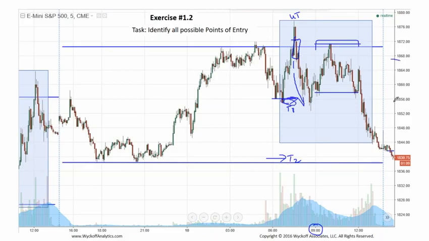So 67 to about 54. That's more than 10 points. And usually, whenever you have a 10-point move in the minis, that's a good move. Okay. Yeah. So a move to the downside.